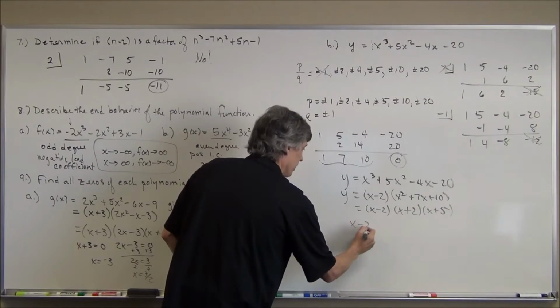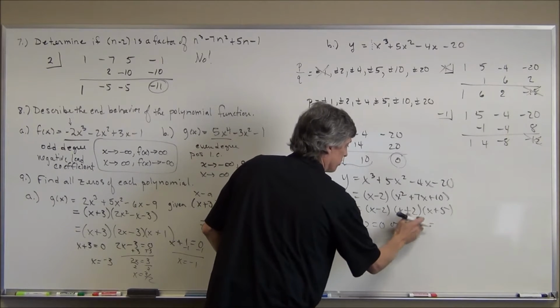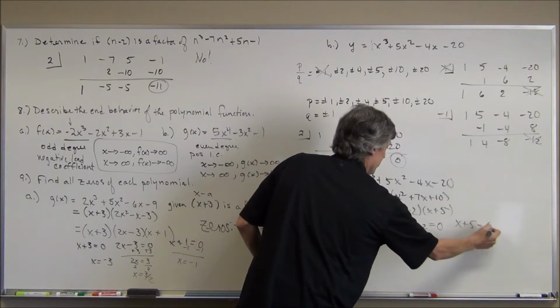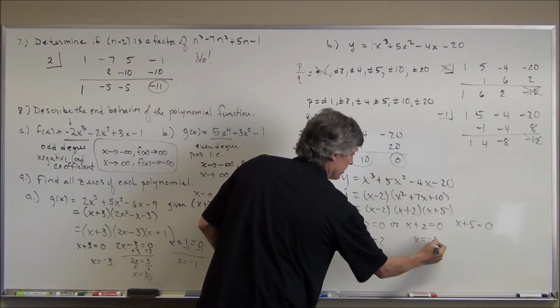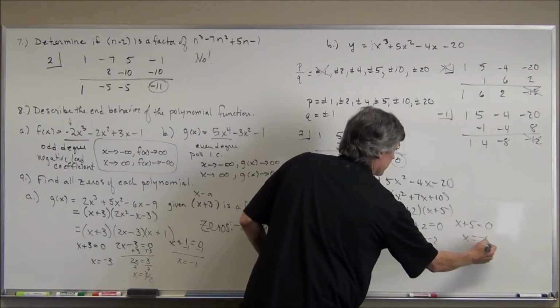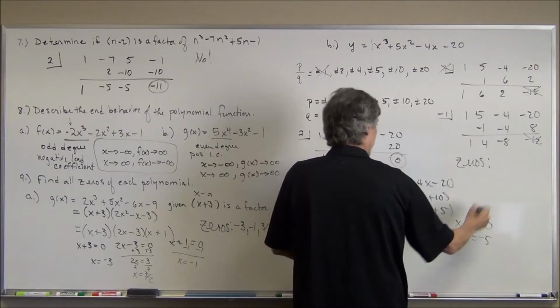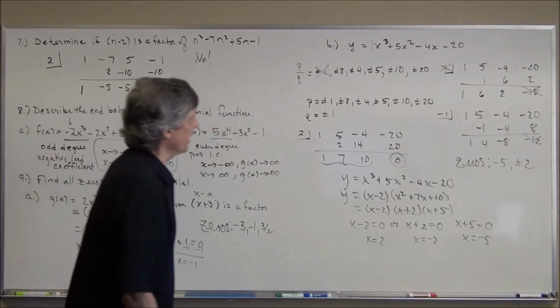So if I set each one of these equal to 0, I'm going to get my... nope, I said 3 and I wrote it down. I'm going to get my 3 zeros here. I'm going to get x equals add 2, subtract 2, subtract 5. So my zeros are negative 5 and plus or minus 2. And that's how I find those.